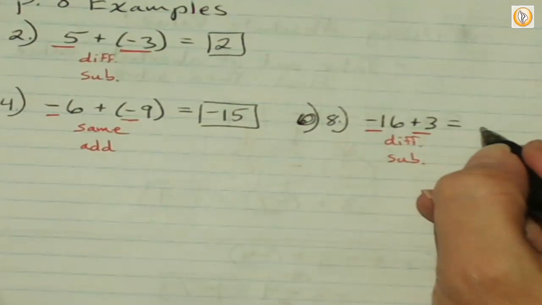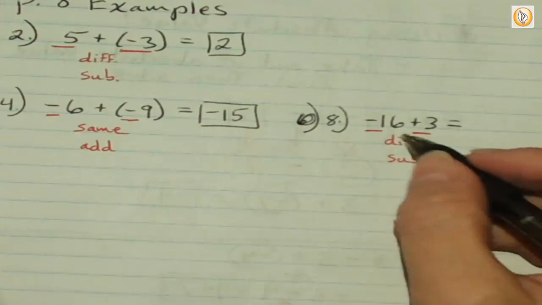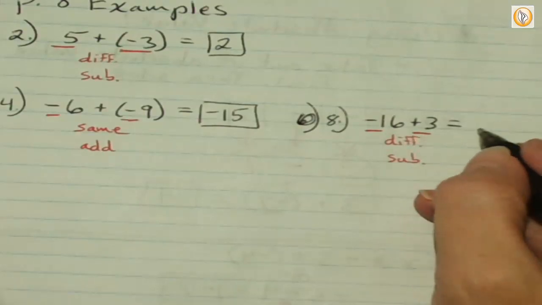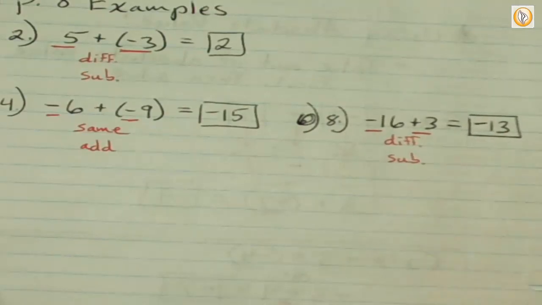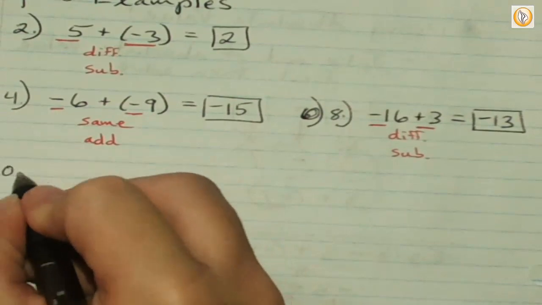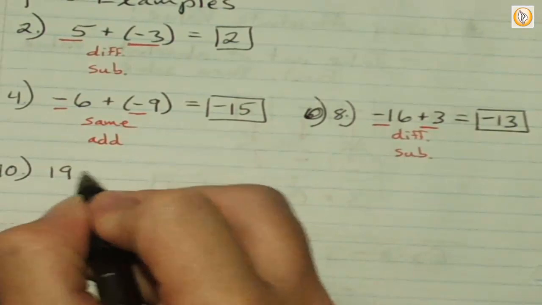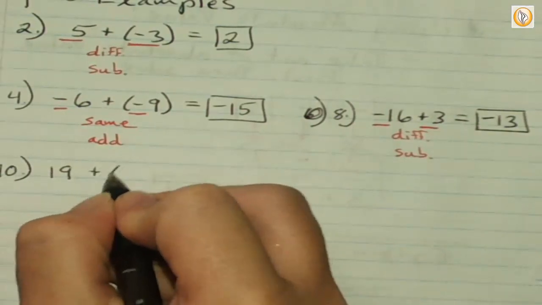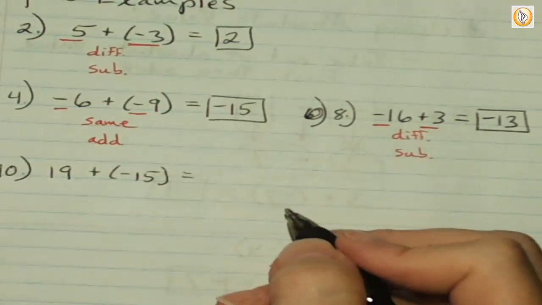So -19. Are you subtracting? 16 minus 3. -13. Very good. Perfect. All right, 10. I have 19 plus -15. Kelly.